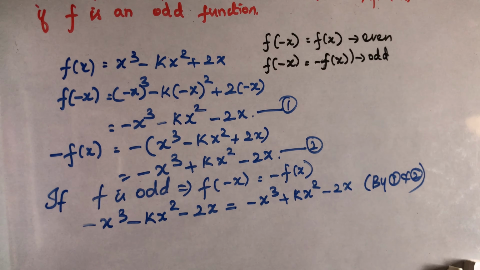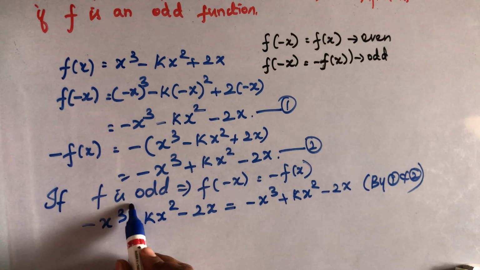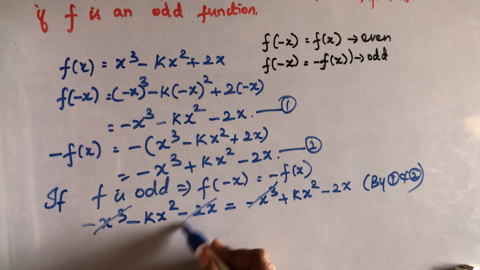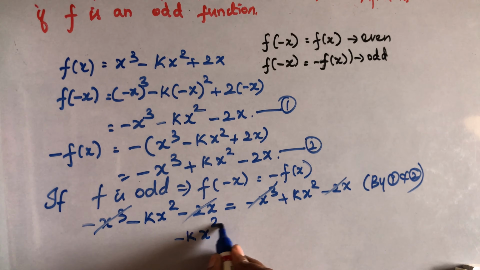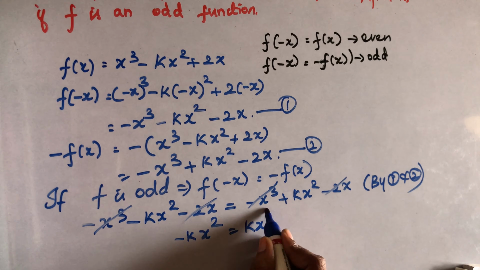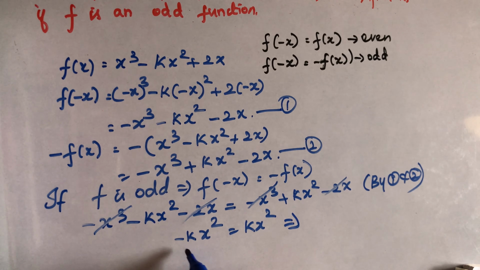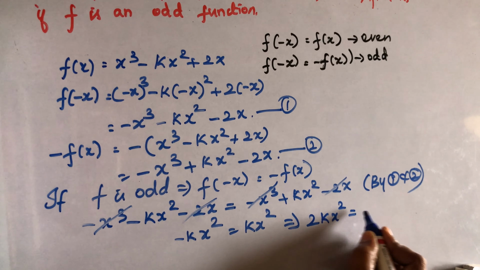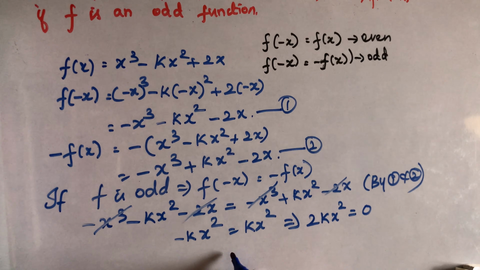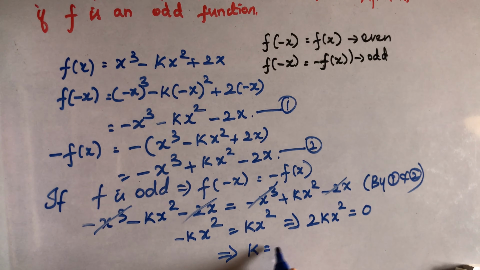Now we can cancel the terms. Minus x cube will cancel, minus 2x will cancel. So we are left with minus kx square equal to kx square. That implies, when minus kx square we take to the opposite side, it will be plus kx square. So 2kx square is equal to 0. That implies k is equal to 0. What we have to do? We have to find k, and we have found that k is equal to 0.